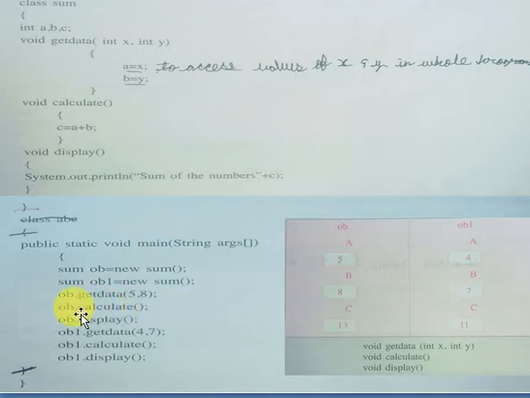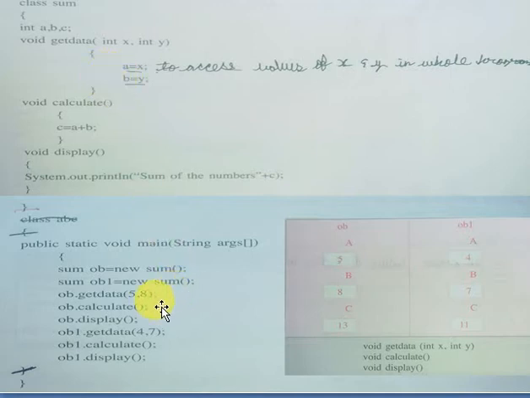Now ob.getData. So the getData function is called by the ob object. So from here we go here, x gets 5, y gets 8. In turn a and b of ob will get 5 and 8. See how nice it is. The getData function is called by ob. So ob's a and b are assigned by going to this function. So this is the actual parameter transferred to the formal parameter. From the formal parameter, it has gone to the instance variables.